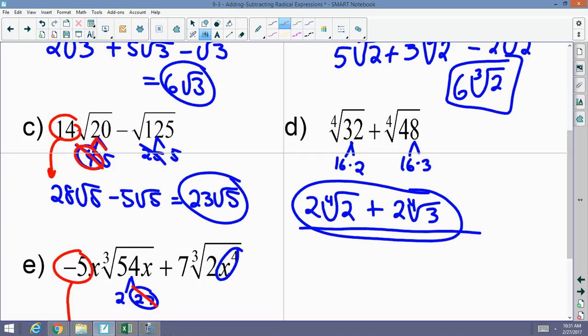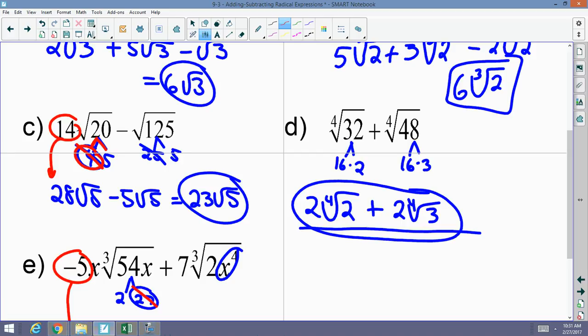Well, I'm simplifying. I'm taking out any square or cube or 4th root that I can. I'm taking anything out, and then I'm leaving the leftovers. If those leftovers happen to be like radicals, then we add them. And like radicals are only like radicals when they have the same index and the same radicand, which is that inside part. Cool?